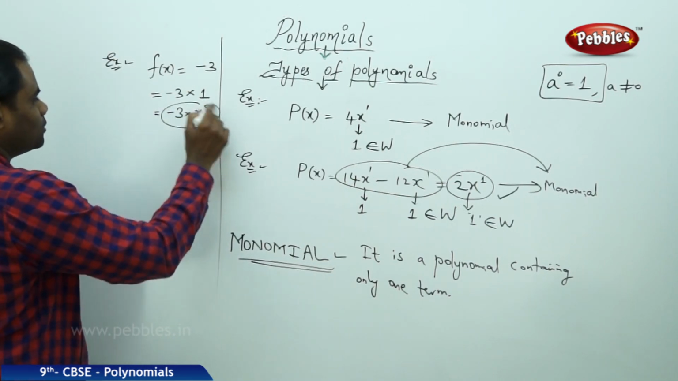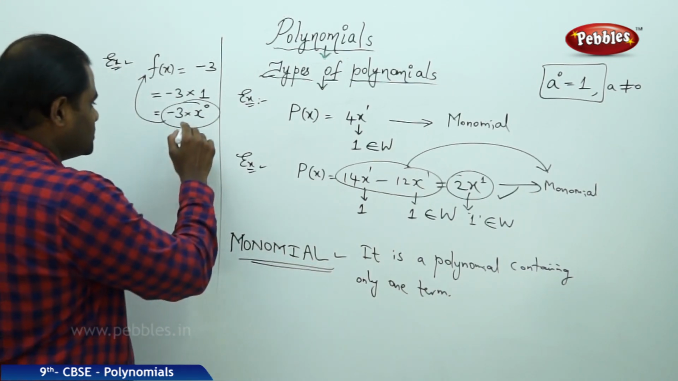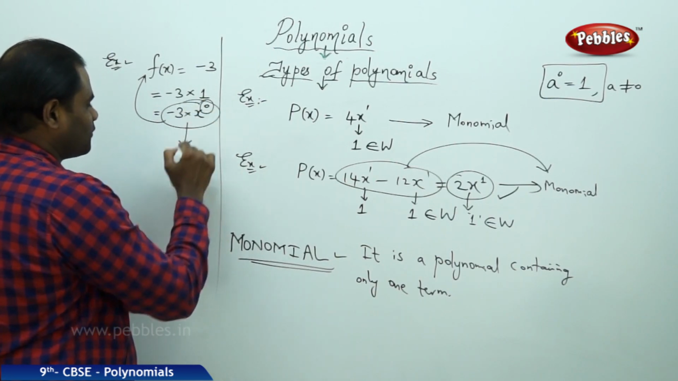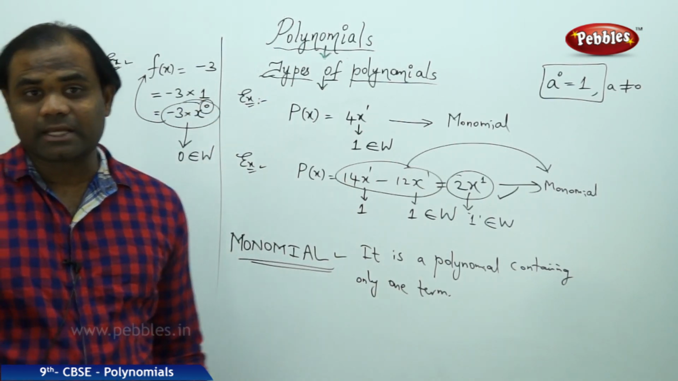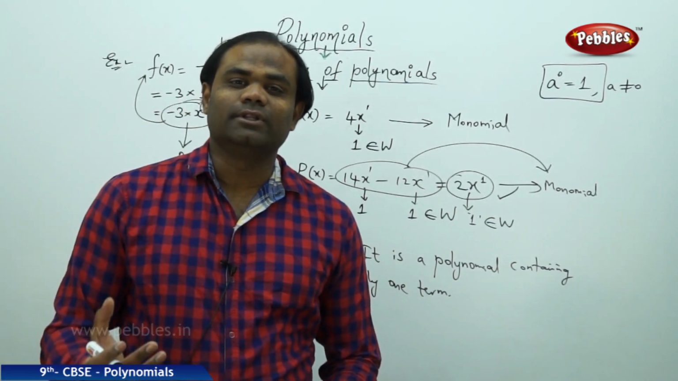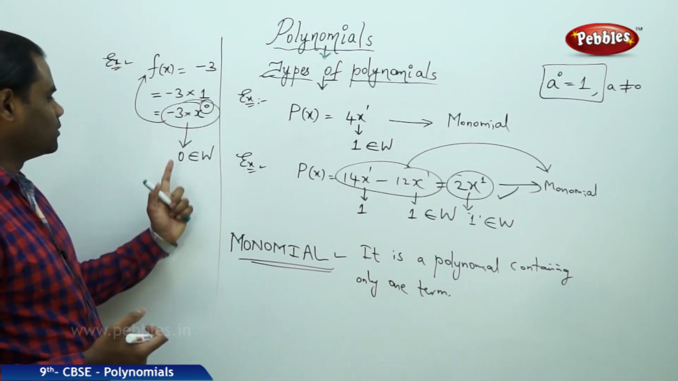So this is the polynomial indirectly for f of x. So that this is a polynomial because the power of x, which is 0, belongs to W and thus satisfies the condition of the definition of a polynomial. So -3 x power 0 is a polynomial.